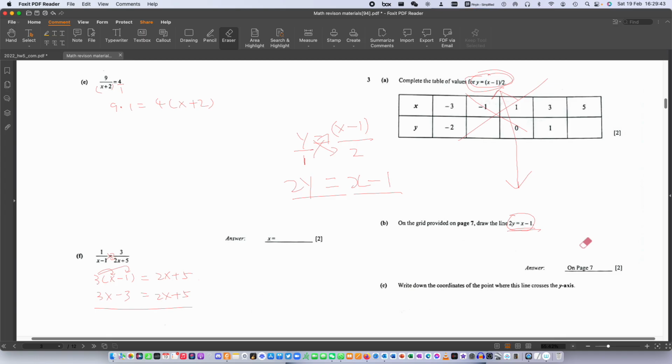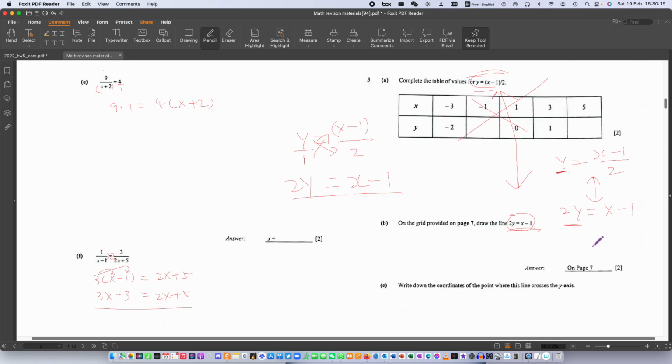So like I say, they give you this and then they ask you to draw this, right? So you need to realize that they don't look the same, but ultimately, what is the difference between these two? So this one is y equals x over 2, x minus 1 over 2. This one is 2y equals x minus 1. How are these two different? One is y, this one is 2y.